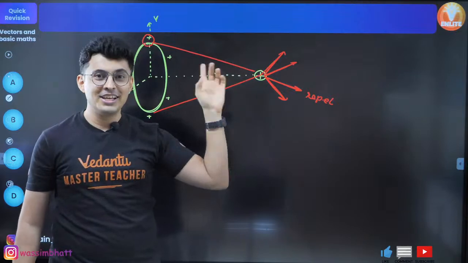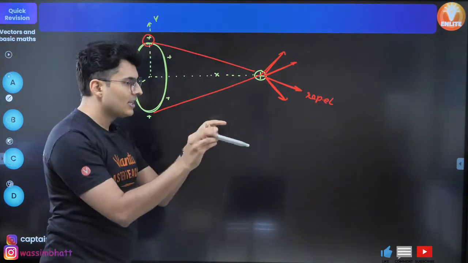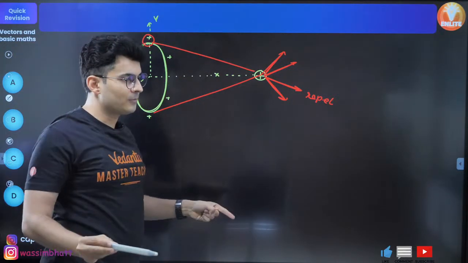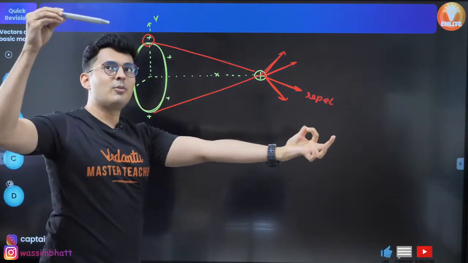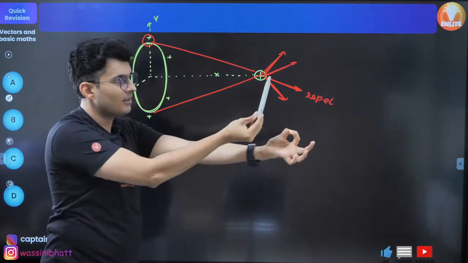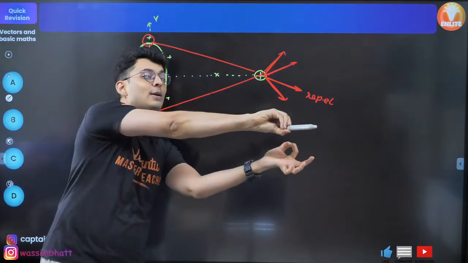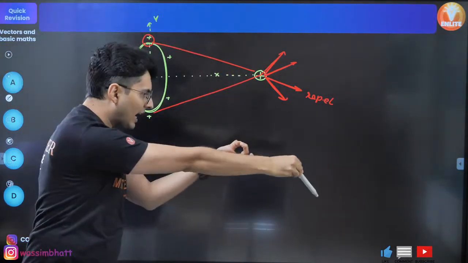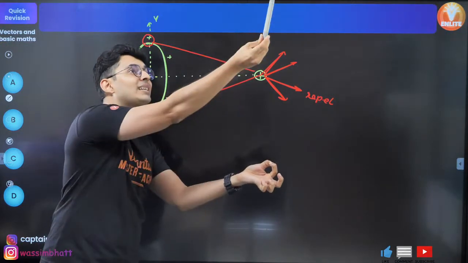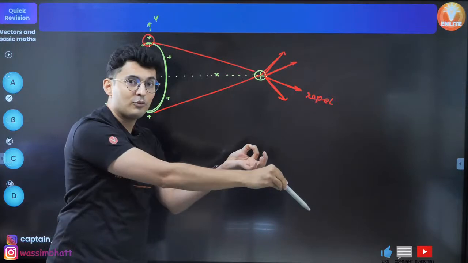How many of you got this? That it is not coplanar. I'll tell you why. Just visualize this, guys. Imagine a ring over here and a point here. This point applies a force here. This point applies a force here. This point applies a force sideways. This point applies a force sideways. This point applies a force diagonally down. This point applies a force diagonally up. This point applies a force diagonally up there. This point applies a force this way.